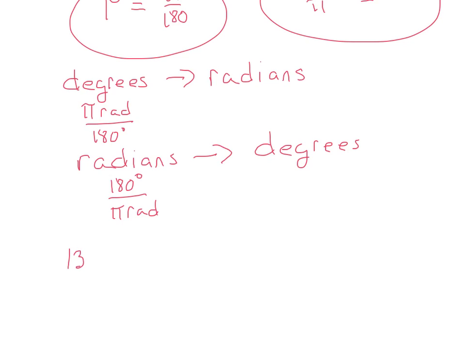I have 135 degrees, and I want to convert that to radian measure. That means I want to get rid of degrees. So degrees goes on the bottom because they will end up canceling each other out. And we're going to put pi here. You can write radians, you don't have to. It's understood that pi is in radian measure. So if we reduce this fraction, 45 goes into 135 and it also goes into 180. This reduces to 3 pi over 4.